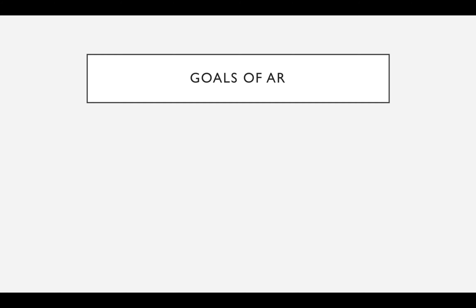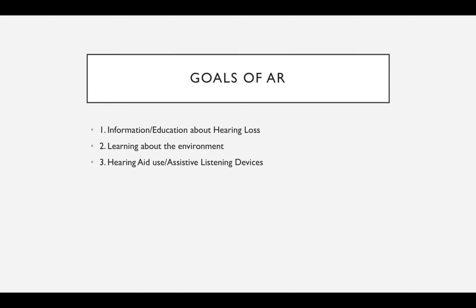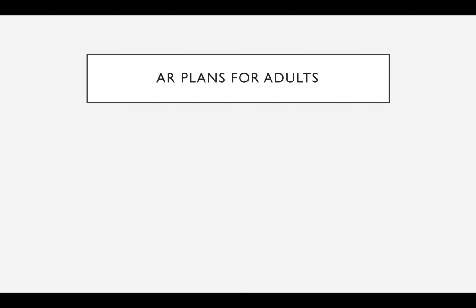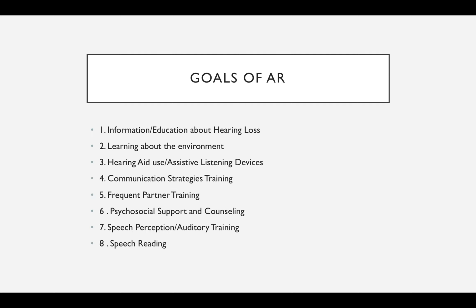So the goals of AR, there are 8 of them. Information and education of hearing loss, learning about the environment, hearing aid use and assistive listening devices, communication strategies training, frequent partner training, psychosocial support and counseling, speech perception or auditory training, and speech reading. They want to target all of these areas through AR. Some people might not need some, and some people might need all of them. It just depends.